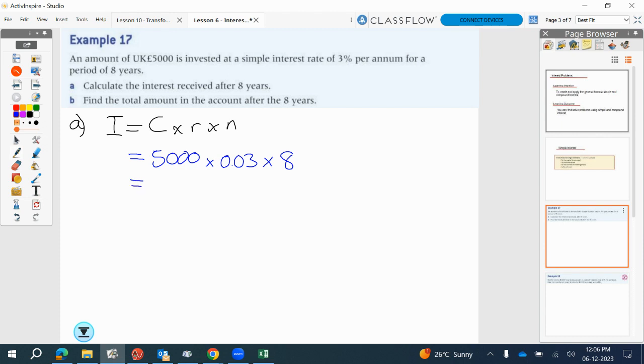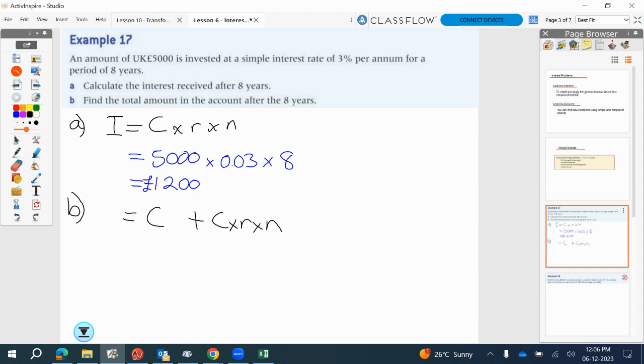If we type this into our calculators, what do we get? 1,200. 1,200 UK pounds. B. Find the total amount in the account after 8 years. So what would the formula be here? Wouldn't we just add the original to the interest? It would be the original plus the interest. It's 6,200, is it?